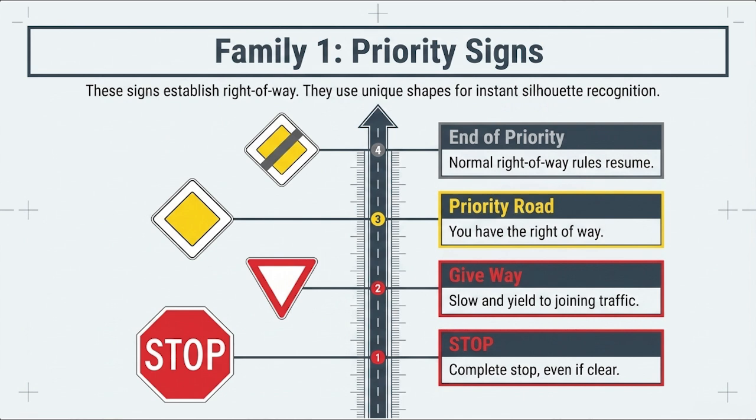The stop sign is an 8-sided octagon. The give way sign is an inverted triangle. Even if these signs are covered in mud or you're just seeing them from the back, their unique outline instantly tells you who has the right to move first.